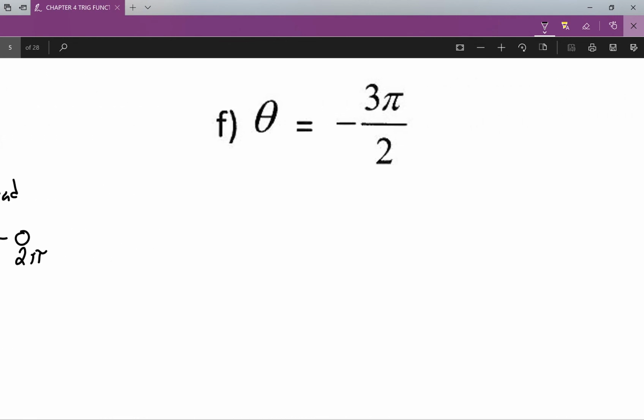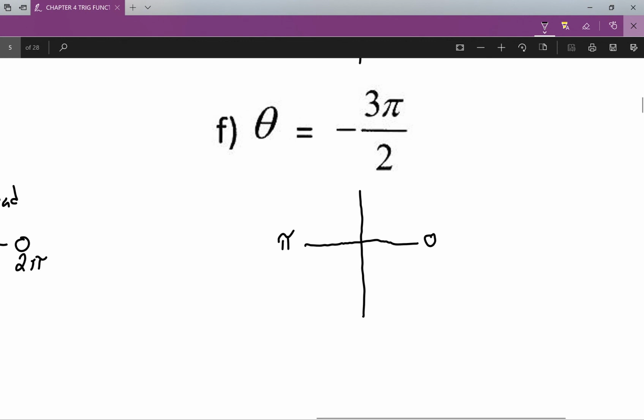Negative 3 pi by 2. Well, again, if we label our axes off right here, 0 radians, pi radians, and I always label it like this, and then we have pi by 2 radians. Sorry, I forgot to put the negatives there, but we go 0, negative pi by 2, negative pi, and negative 3 pi by 2. So this would be my angle theta equals negative 3 pi by 2.